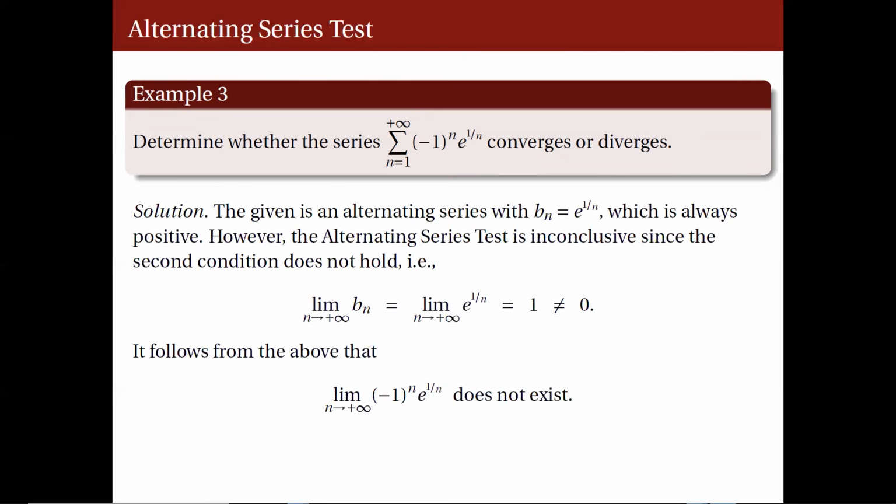In this case, pwede tayo gumamit ng ibang test. Dahil ang (-1)^n times e to the 1 over n goes to two possible values as n goes to infinity, ito ay 1 o negative 1, then the limit does not exist. Kaya by divergence test, ito yung test na kapag ang limit ng terms ay not equal to 0, ang conclusion ay the series diverges.